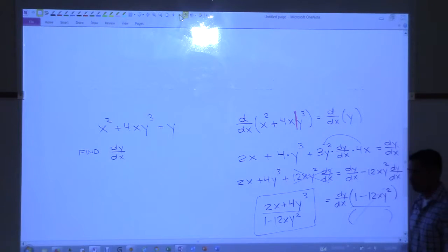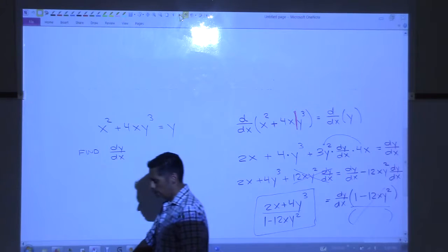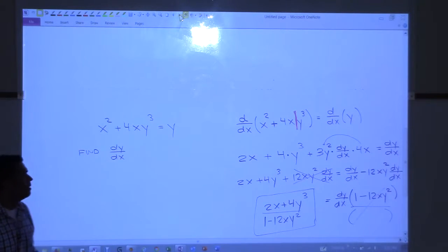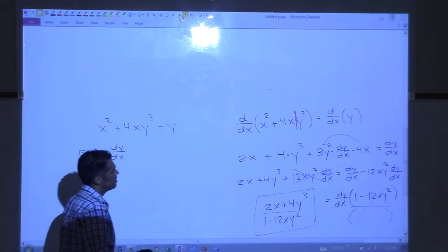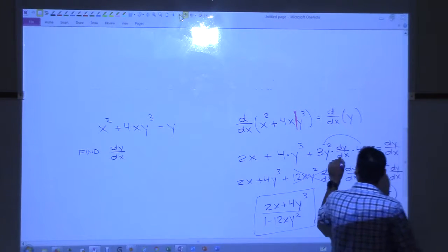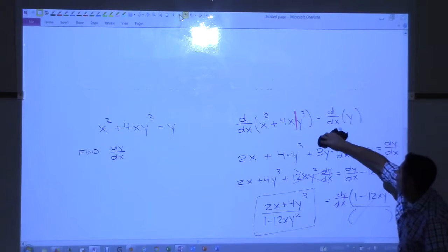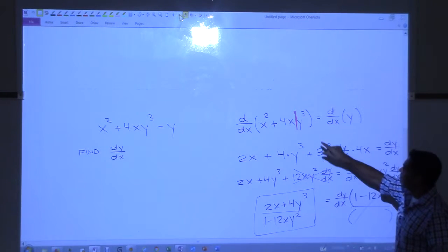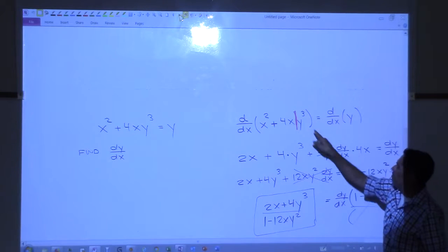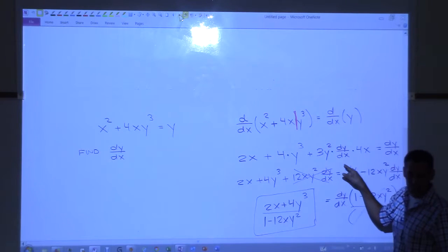Yes? With the first step, when we take 3y squared times dy over dx. Yes, 4x. Where does the dy dx, how does that come there? Okay, so the question here is why does the derivative of y cubed become 3y squared dy dx, right?